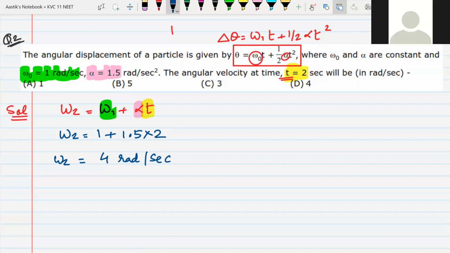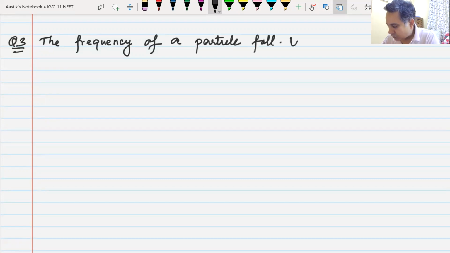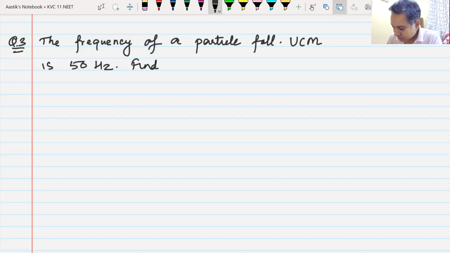Okay. Then comes the next question. And here is the next question on your screen. The frequency of a particle following UCM, I hope you understand the meaning of UCM, is 50 hertz. Find its time period T and omega. T is time period, omega is angular velocity. So you have to find out T and omega.